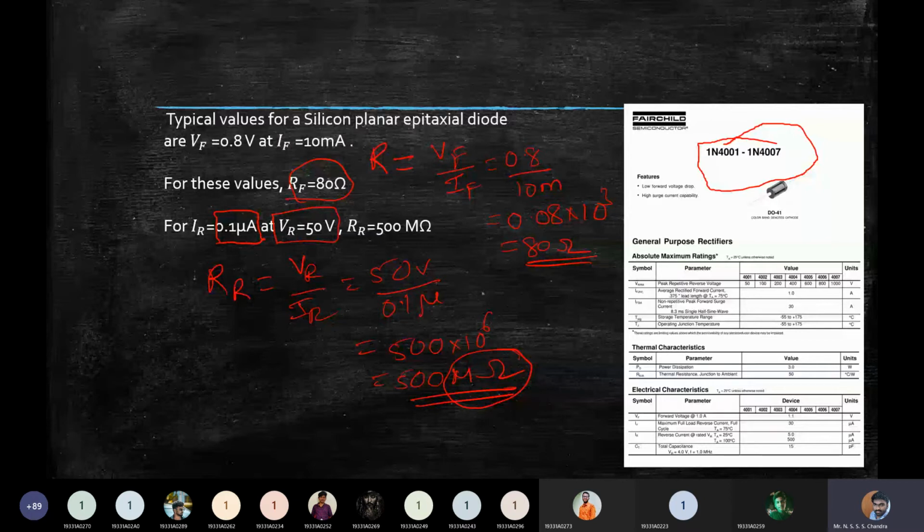So from this what you need to know is that in reverse bias, a diode offers very large resistance.